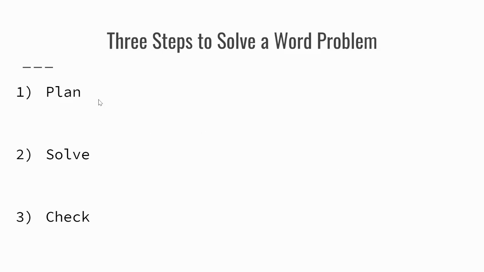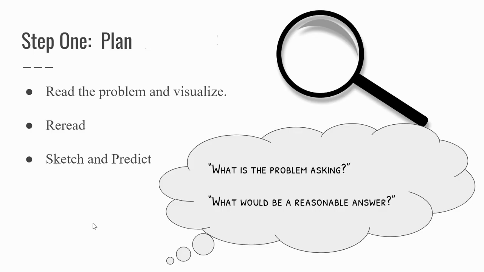It's called that because those are our 3 steps. Step 1, we're going to plan. Step 2, we're going to solve. Step 3, we're going to check our answer. And this builds on the numberless word problem strategy, because now that we know how to visualize the problem, we can go on and implement these 3 steps.